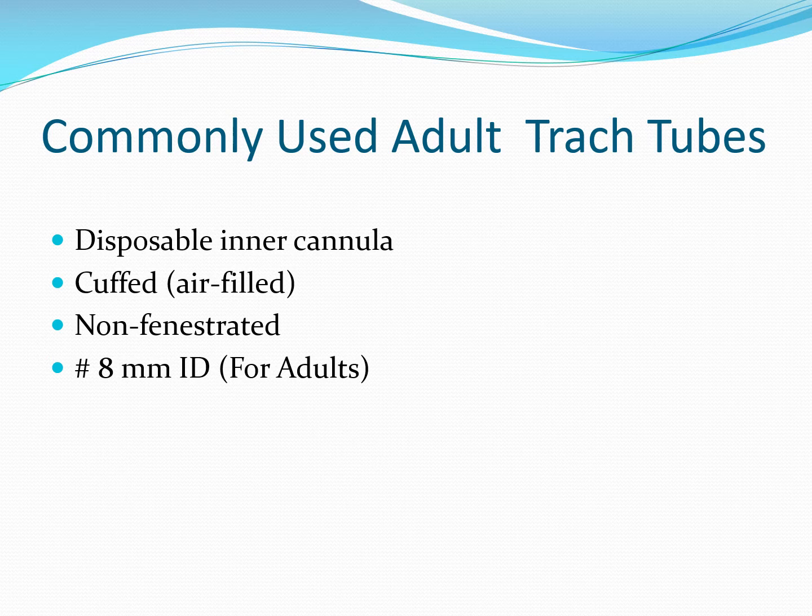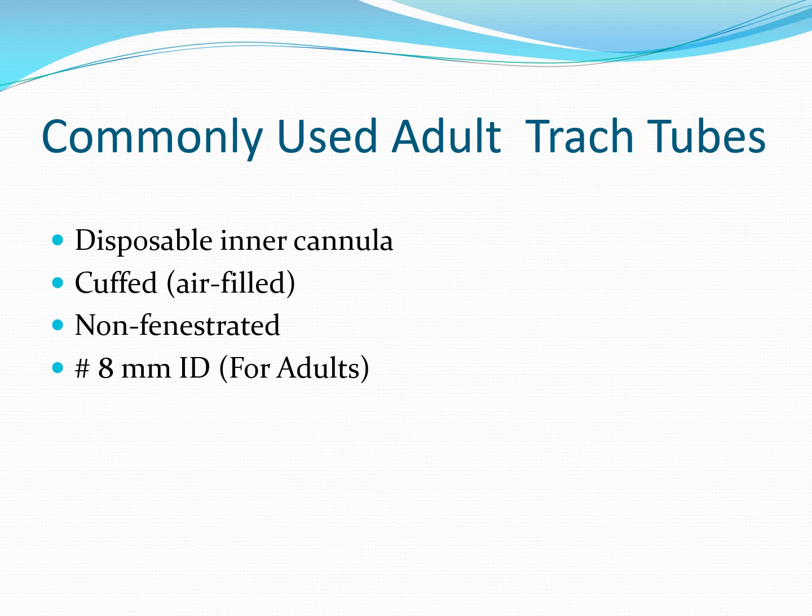There's a lot of features and design elements for tracheostomy tubes. So, commonly used adult trach tubes, some of the features include the following. Many of them, probably over 90% of them, have a disposable inner cannula. Many of them are cuffed, air-filled. With a cuffed one, you don't have to use the cuff. You can deflate it, okay? And you can use it in a similar manner to an uncuffed one. Once you have an uncuffed in place, if the patient requires mechanical ventilation, that trach tube needs to come out and they would need to have a cuffed tube put in.